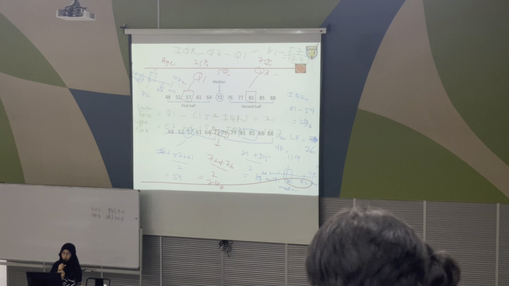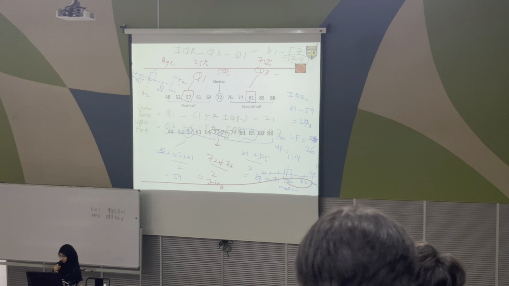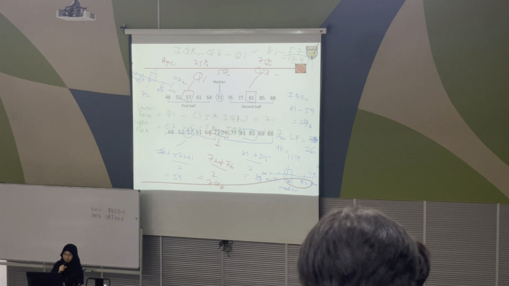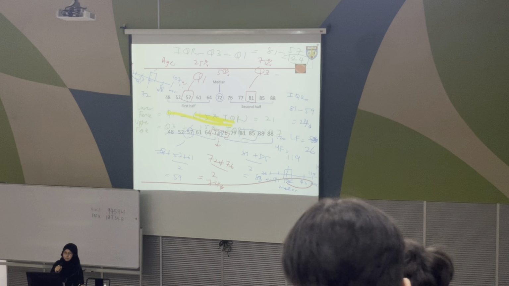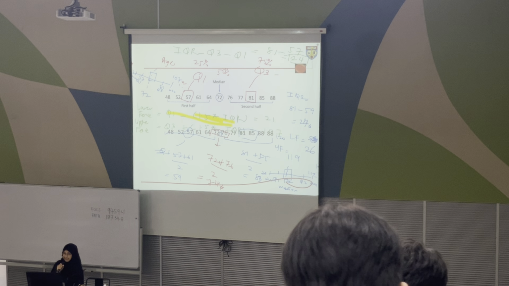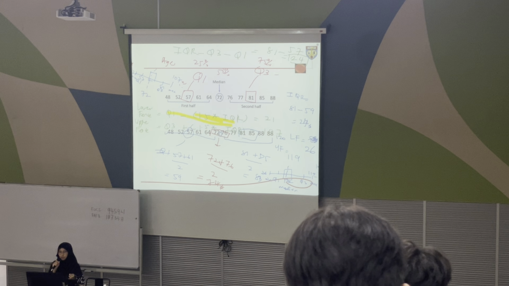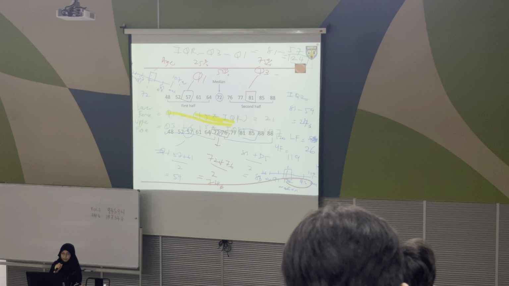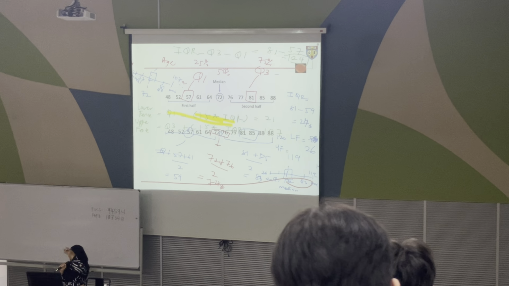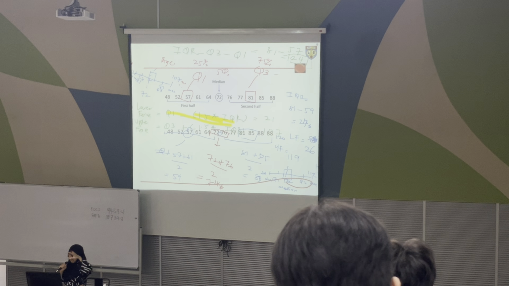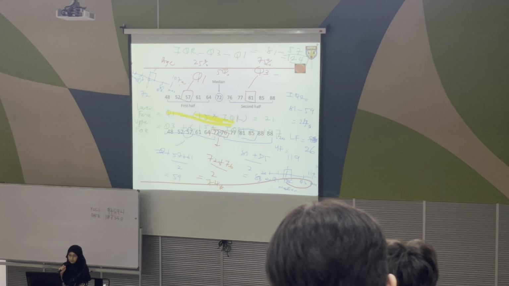So in order to find the lower fence and also the upper fence, for the lower fence we use this formula: Q1 minus 1.5 times IQR. And for the upper fence, Q3 plus 1.5 times IQR, because it is on the upper part, so we use the plus symbol. For Q1, which refers to the lower fence, we use the minus symbol. So they are different.